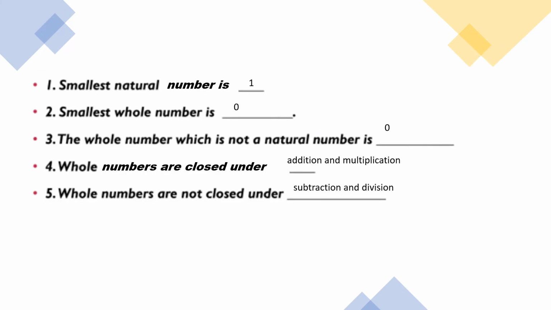Here they have given some more questions. Smallest natural number is, we know the natural numbers start from 1, so the answer is 1. Smallest whole number, we already know it is 0. The whole number which is not a natural number is 0. Whole numbers are closed under addition and multiplication, and whole numbers are not closed under subtraction and division. Hope till here it is clear to you.